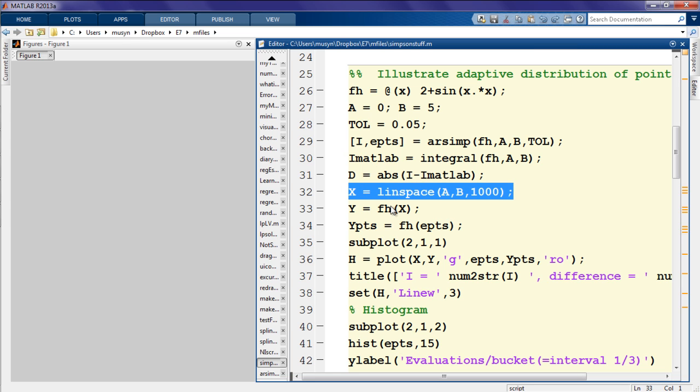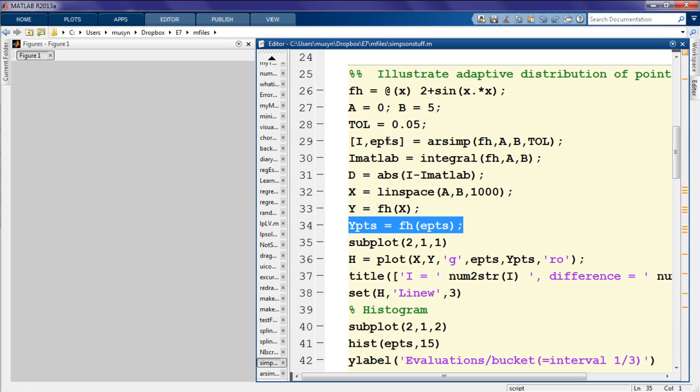Then we'll take the interval and compute on a very dense grid what the function looks like. We'll also look at what the function looks like on the sample points where the integration took place. And we'll plot that: a smooth graph for the function, and then red circles where the adaptive recursive Simpson actually made function evaluations. For the title, we'll give the value of the integral as returned by our algorithm, as well as the difference between the MATLAB function integral and our result.